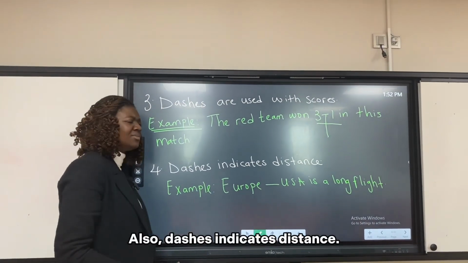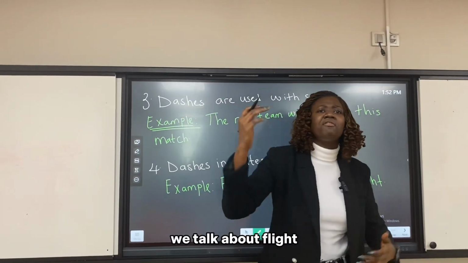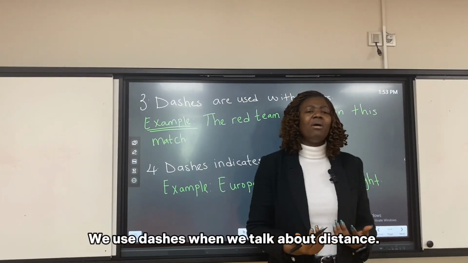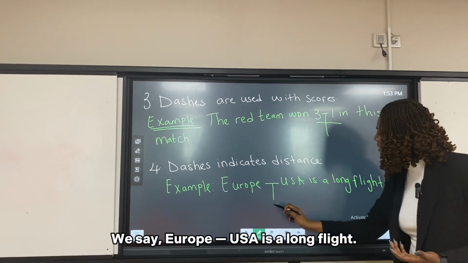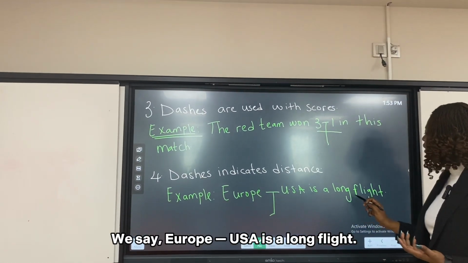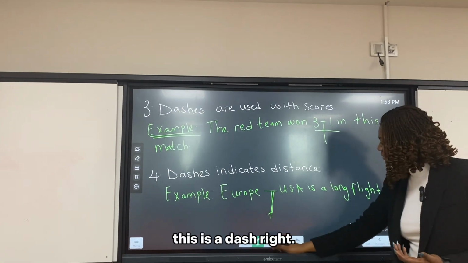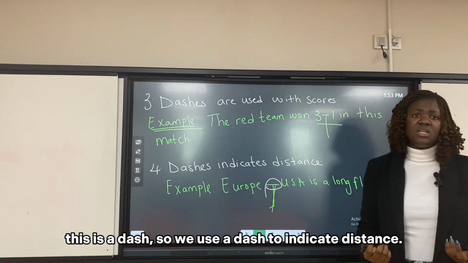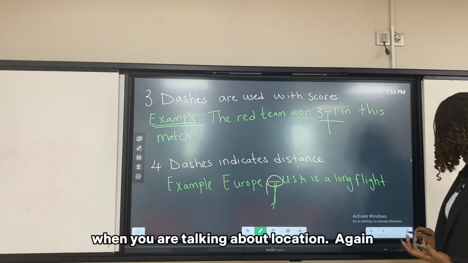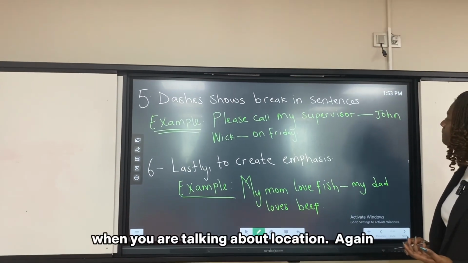Dashes also indicate distance. Most of the time when we talk about distance, we talk about flights. We use dashes when we talk about distance. For example, we say Europe to USA is a long flight. This is a dash, right? So we use a dash to indicate distance when we are talking about location.